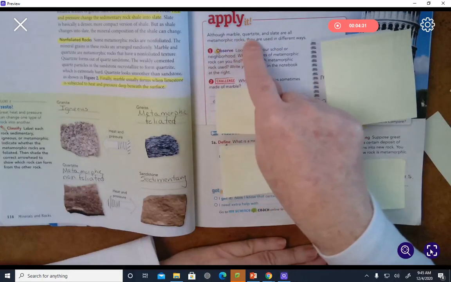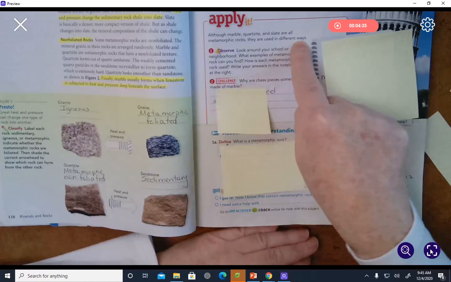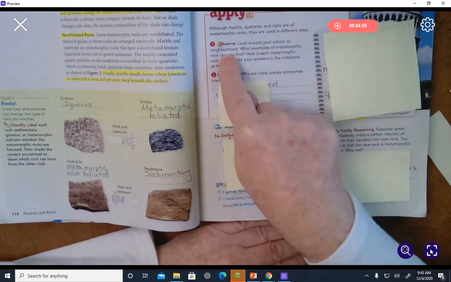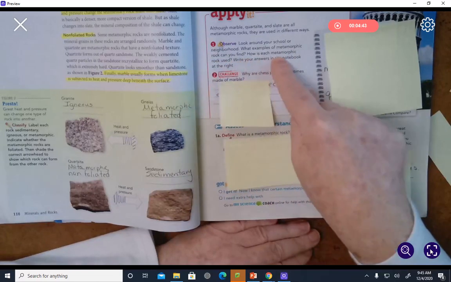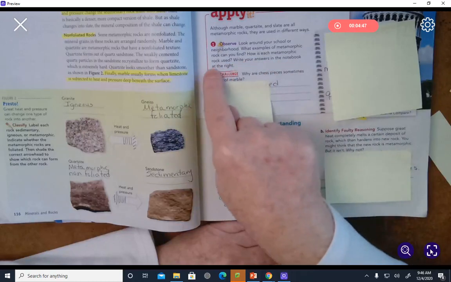Although marble, quartzite, and slate are all metamorphic rocks, they're used in different ways. It asks you to observe, look around your school or your neighborhood. What examples of metamorphic rock can you find? How is each metamorphic rock used? And then write your answers in the notebook at the right.